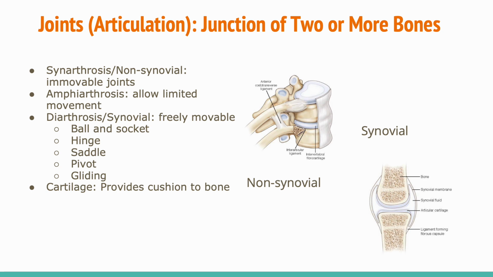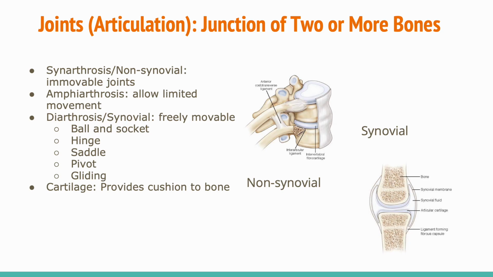The majority of the joints in the body are what we call diarthrosis, also known as synovial joints. These are freely movable joints and include the shoulder, hip, knee, and elbow. These help us to bend our legs and our hips and our elbows. Now, different joint shapes produce different movements.